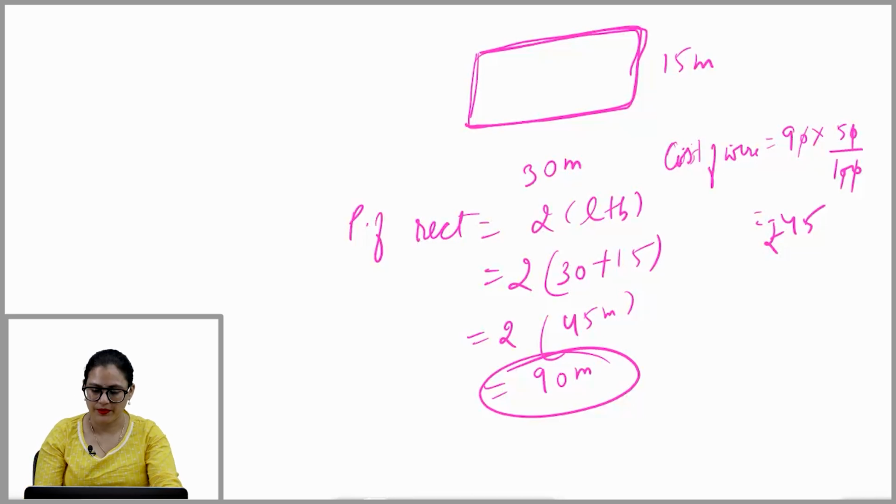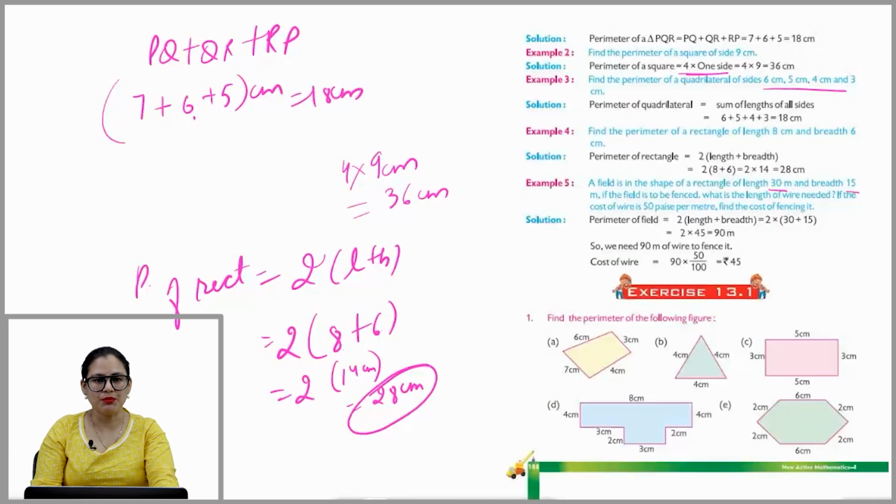Okay. Let's do exercise 13.1. Find the perimeter of the following figure. What you have to do is just add all the sides, and you will get the perimeter. See, 7 plus 4, 11, plus 3, 14, plus 6, 20. So 20 centimeter is the perimeter, right students?